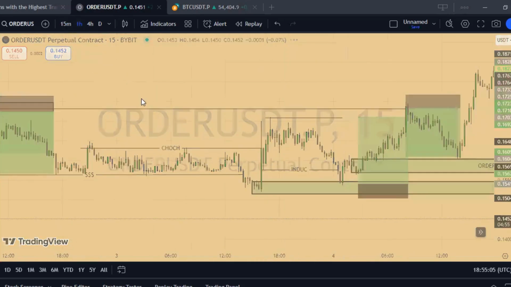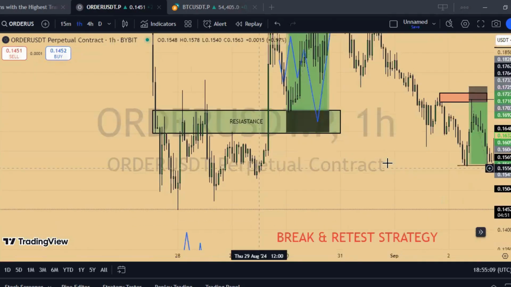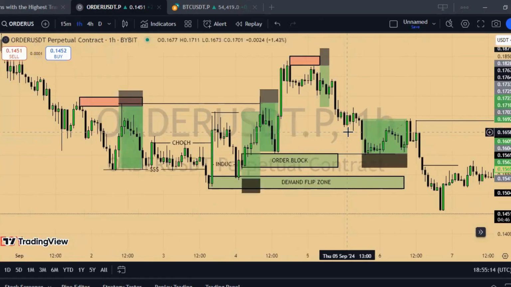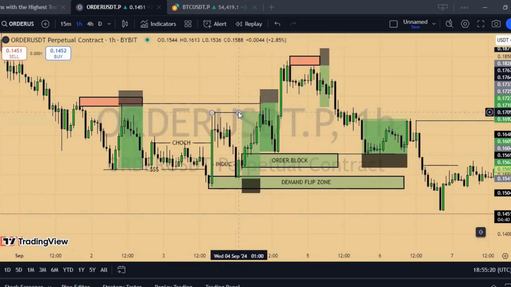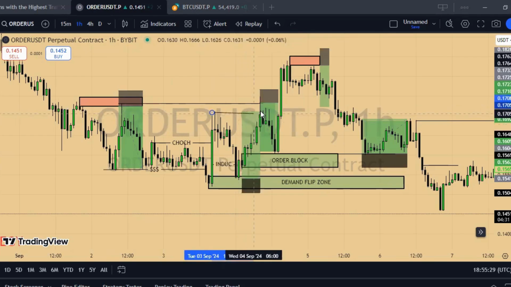Now coming back to our 1 hour. This is the reason why I love trading flip zones. As you can see, price came back to break this high, a confirmation that we are still in an uptrend.